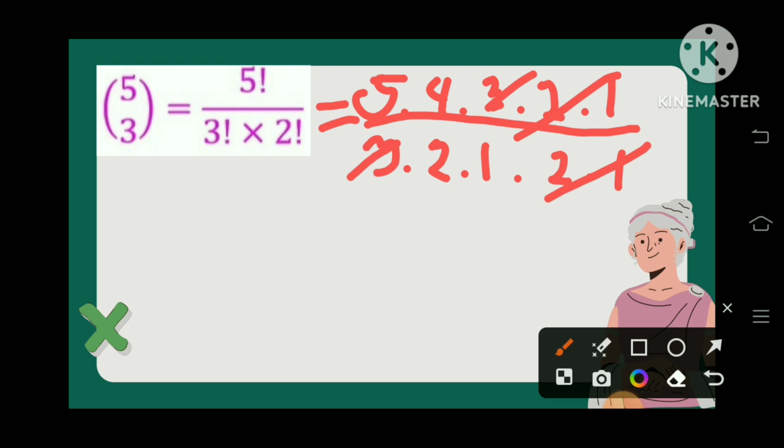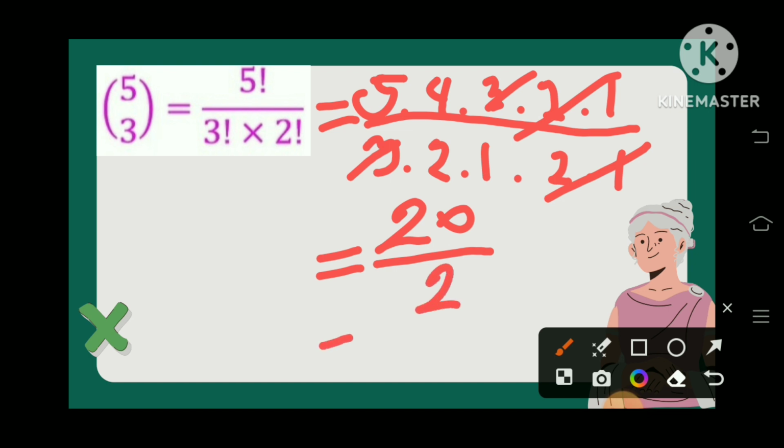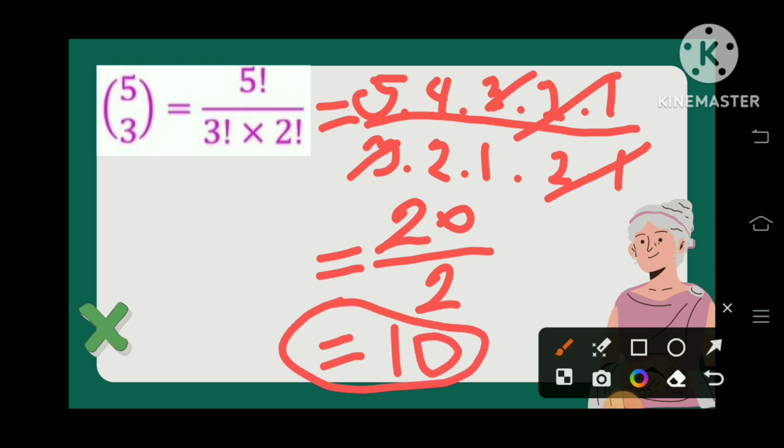So 5 times 4 is equal to 20, over 2 times 1, which is 2. 20 divided by 2 is equal to 10. So this will be our answer.